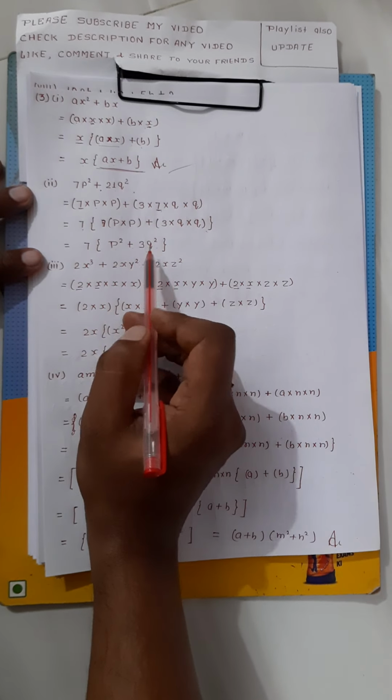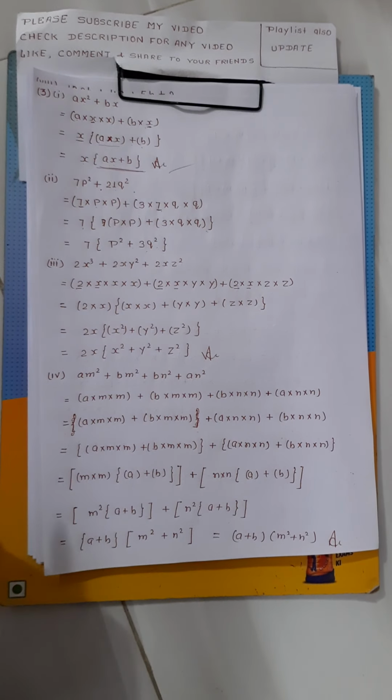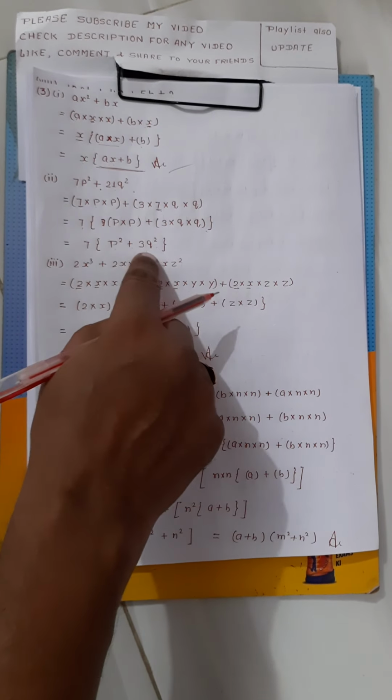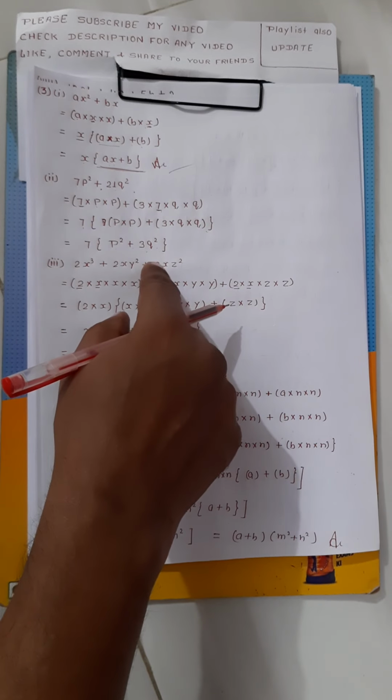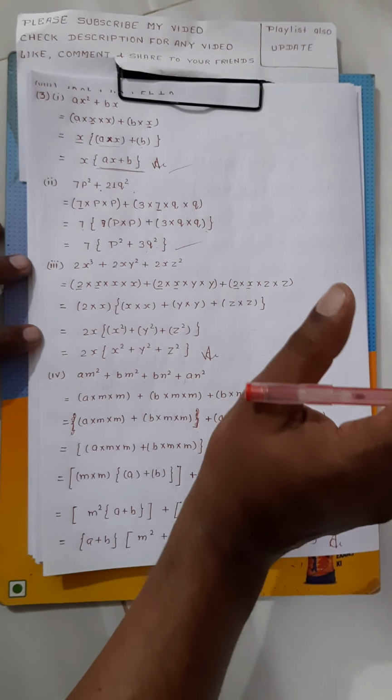Here also we cannot reduce this because it is in irreducible factor form. Because here there is no minus sign, we cannot use identity number third also. It is the irreducible factor form.